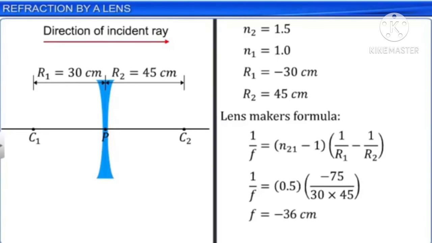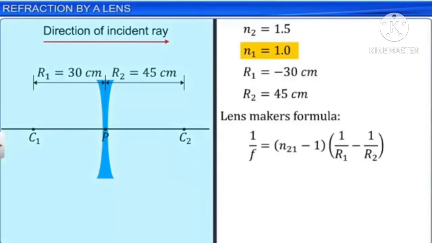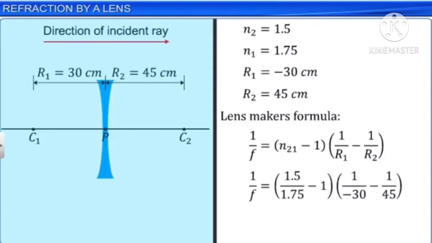Substituting these values in the lens maker's formula and on further simplification, we get f is equal to 126 centimeter. Note that the focal length is positive. This means that a double concave lens placed in a denser medium acts as a converging lens.